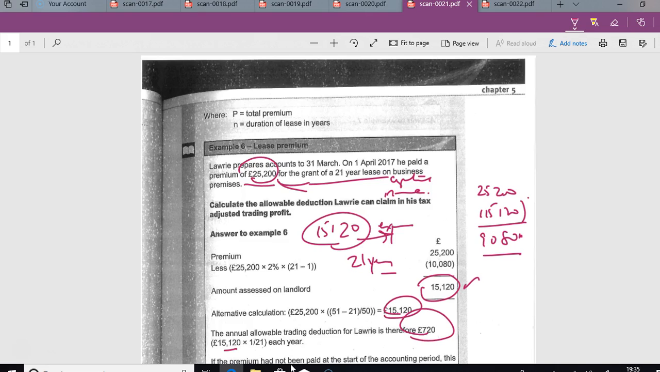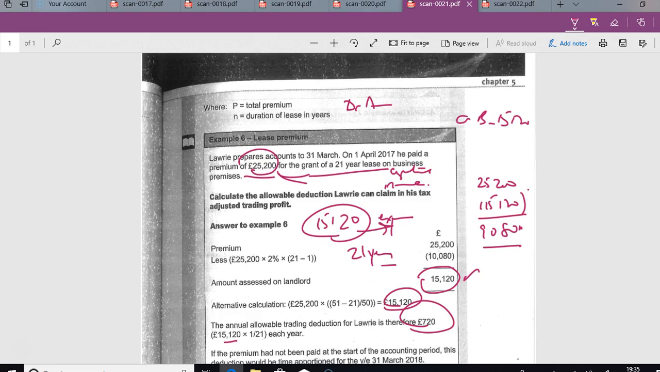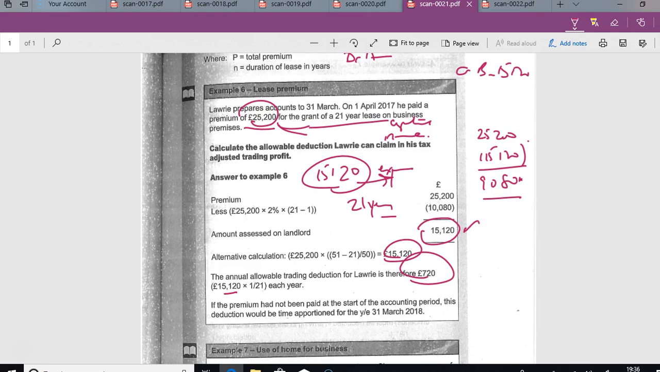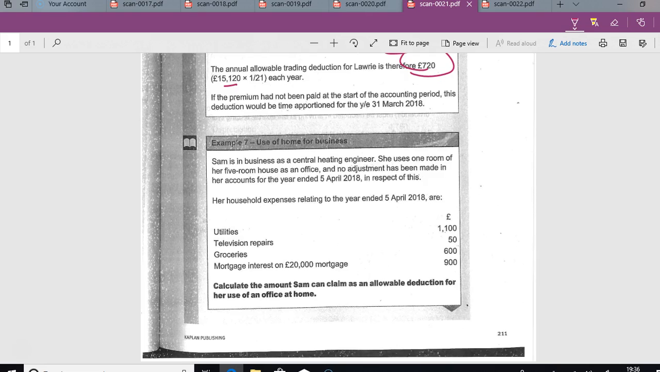So I mean, the double entry is just the fact that he has something of an accrued income, so to speak, doesn't he? Because he's credit bank 15,120. He's paid the whole thing. So you must debit some kind of accrued income, and then you release from that accrued income into the income statement an expense of 720 each year. And that's that.